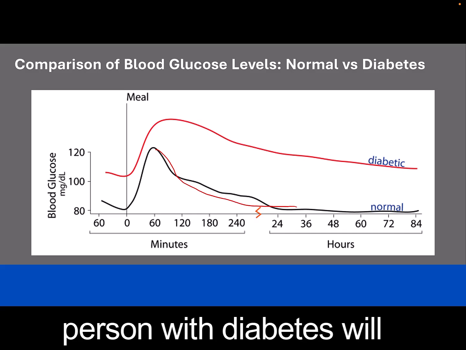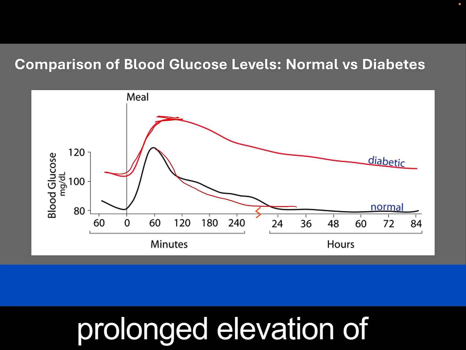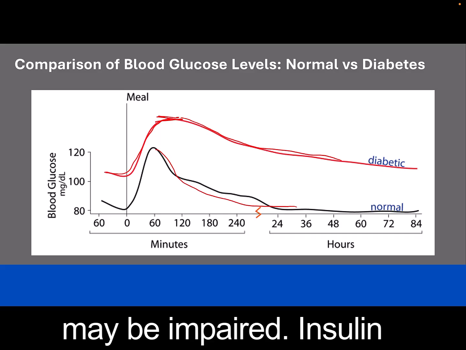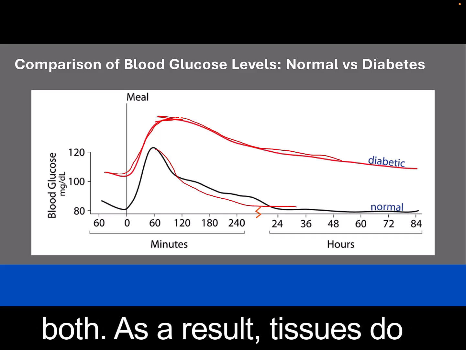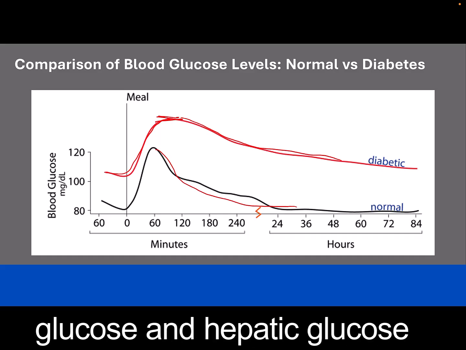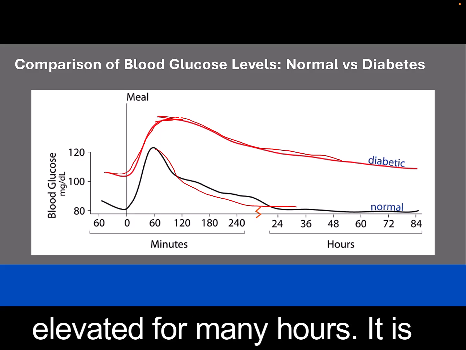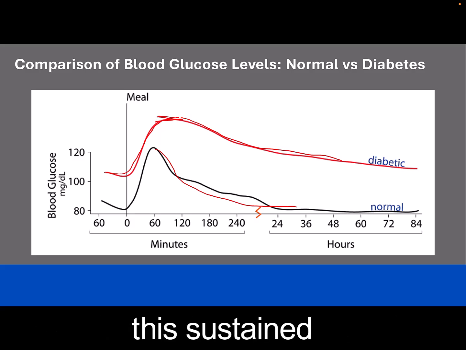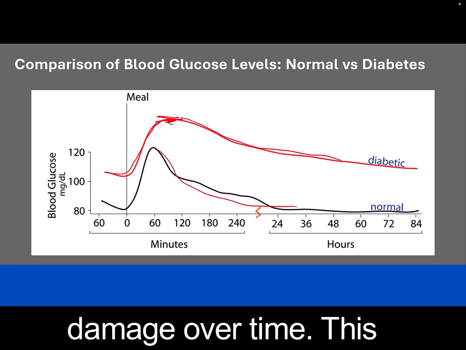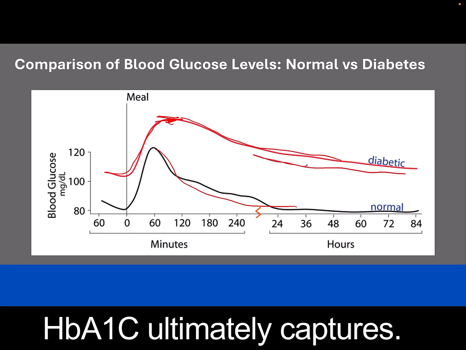In contrast, a person with diabetes will have a higher peak and, more importantly, a prolonged elevation of glucose. Insulin secretion may be impaired. Insulin resistance may be present, or both. As a result, tissues do not adequately take up glucose, and hepatic glucose production is not fully suppressed. Notice that the glucose levels remain elevated for many hours. It is this sustained hyperglycemia, not just the peak, that drives tissue damage over time. This chronic elevation is what HbA1c ultimately captures.